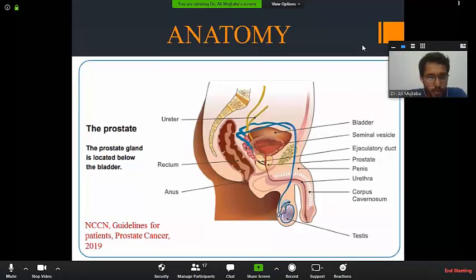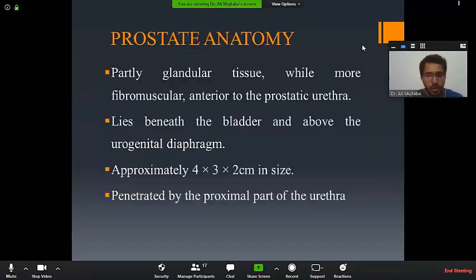Prostate. The prostate gland is located below the neck of the bladder and above the urogenital diaphragm. It surrounds the first part of the urethra, the most proximal part. It is partly glandular and partly muscular gland. It is approximately 4 into 3 into 2 centimeters in size.